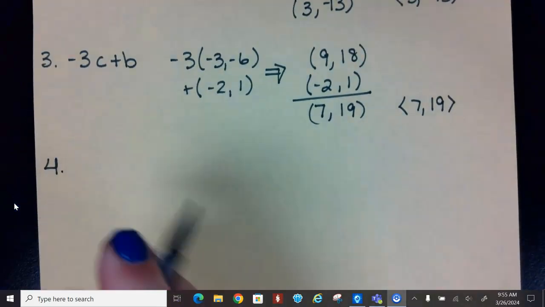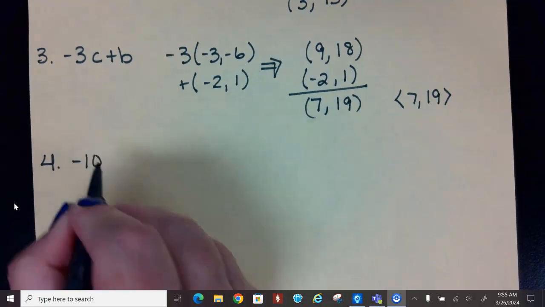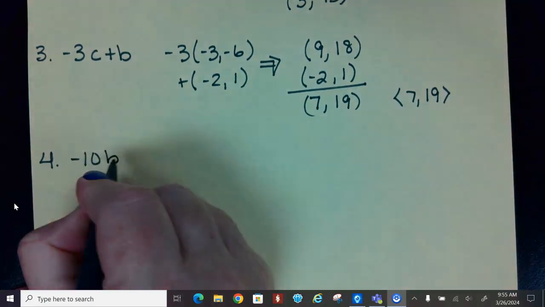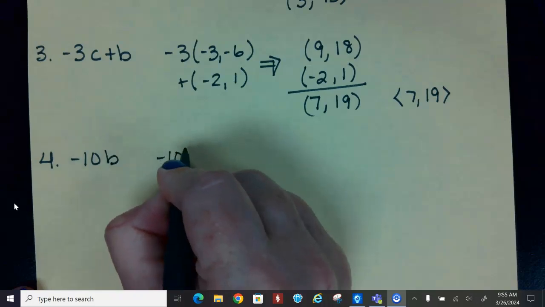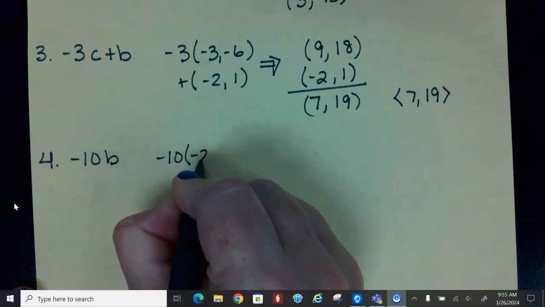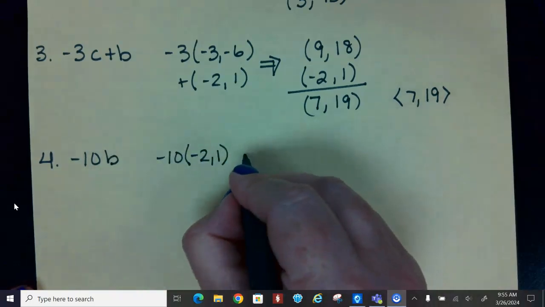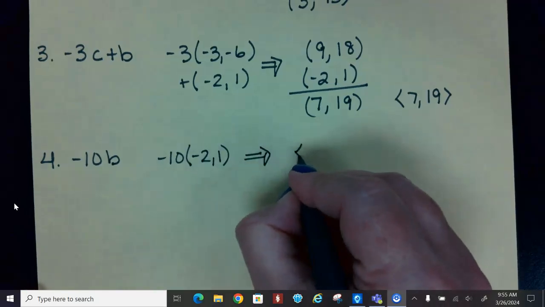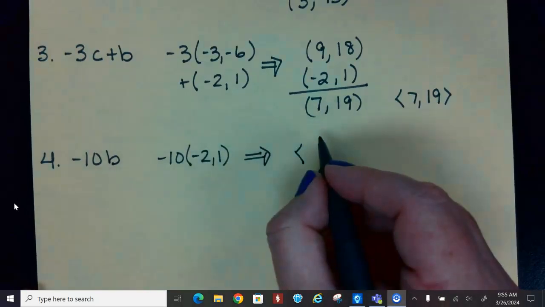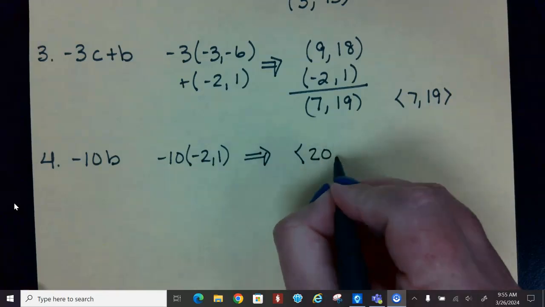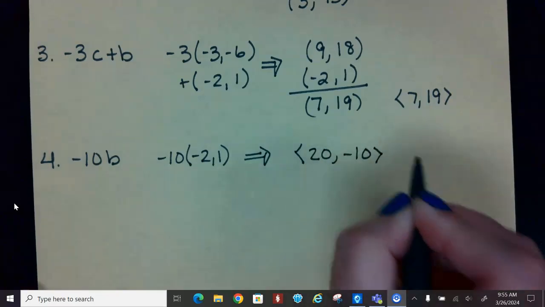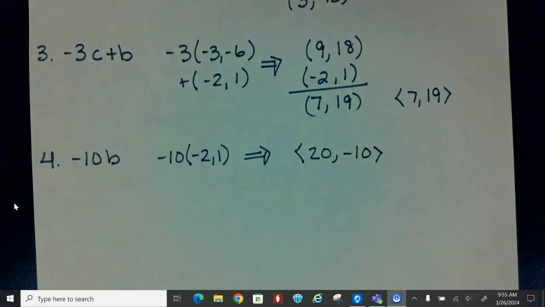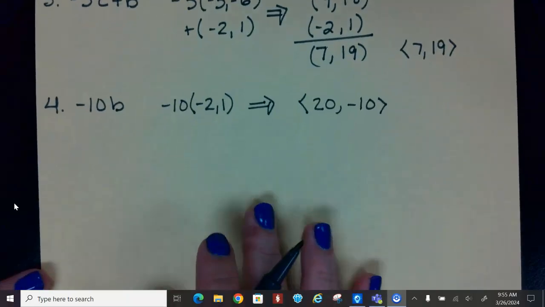Number 4. These are my favorite. Negative 10 times b. So this is just going to be negative 10 times b, which is negative 2 and 1. So my final answer is just going to be 20 and negative 10. Okay. That was kind of fun.